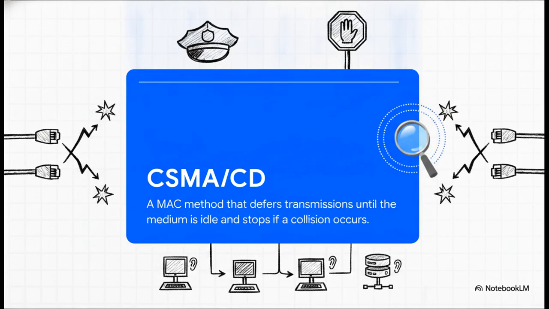Enter CSMA CD, which stands for Carrier Sense Multiple Access with Collision Detection. I know, it's a total mouthful, but it is the ultimate traffic cop of early Ethernet. It's a medium access control method. Before a station transmits, it uses carrier sensing, meaning the network card is literally listening for electrical voltage on the copper wire. It waits until no other stations are transmitting, and if a collision does happen while it's transmitting, it detects the voltage spike immediately and just stops.